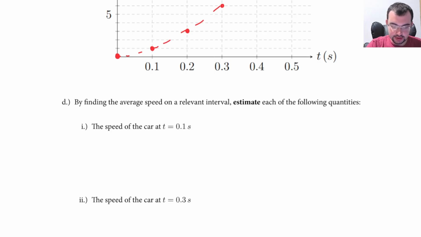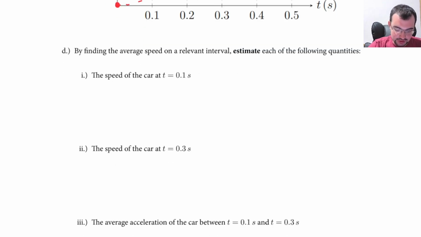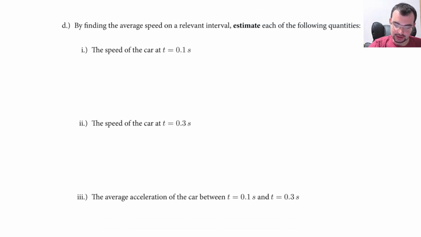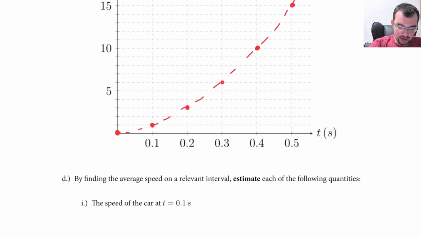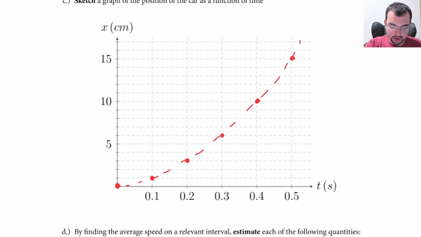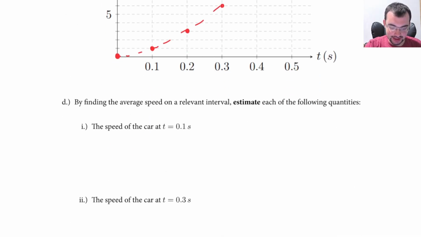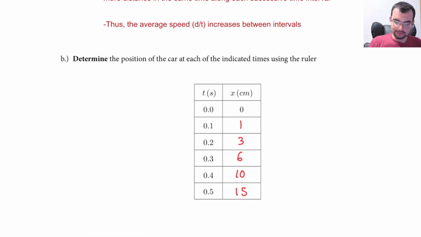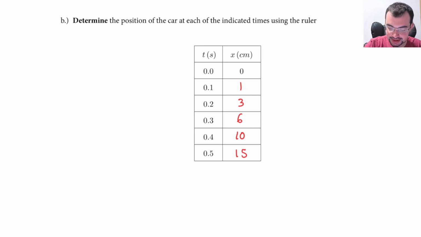So let's try to find each of the following. Speed of the car at 0.1 seconds versus the speed of the car at 0.3 seconds, and then the average acceleration. So we have a choice here. We have to figure out, where should I take my speed between, to try to get a good estimate of the speed at that time. So notice I don't have the exact speed at 0.1 seconds, so I have to estimate it. How I would do that is I would look for anywhere where 0.1 is in the middle of. So for example, 0.1 seconds is in the middle of 0 and 0.2 seconds.